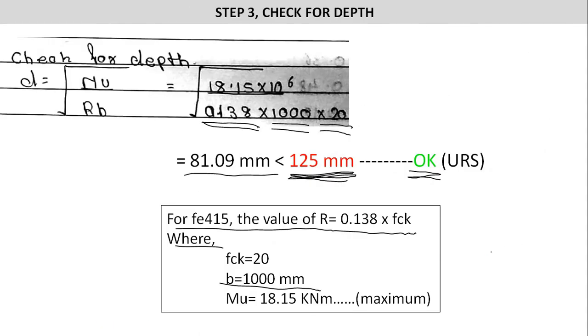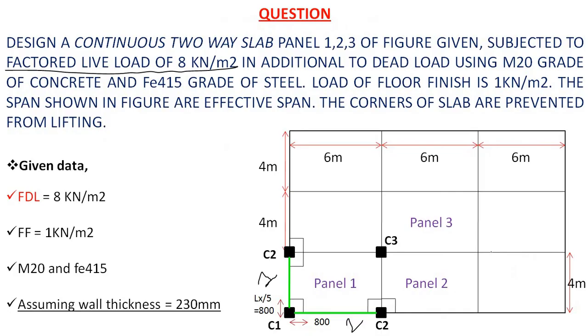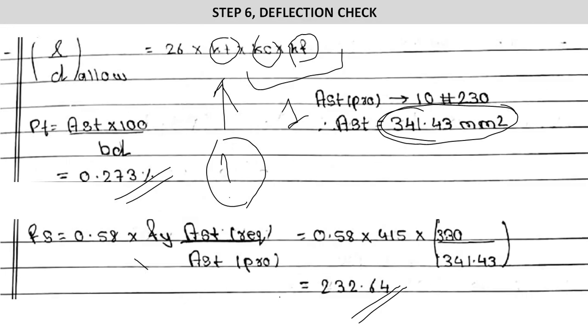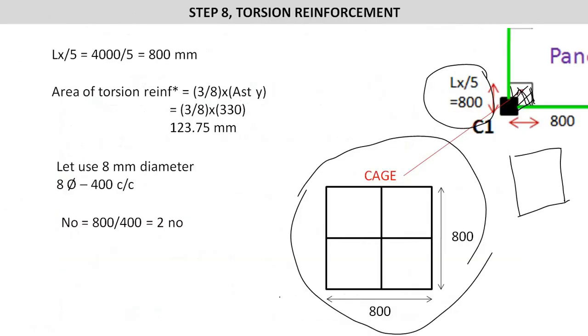For more clarity, I will move on to the initial page. Here you can see this is the cage. This is the cage which has been placed at the corners. Now we will move on to that cage for reinforcement detailing. So here you can see Lx by 5 as the size of the cage, 800 cross 800. So here we have found the size of the cage as Lx by 5, so 4000 divided by 5, which means 800 mm. So the cage will be placed at all four corners to prevent the lifting of the reinforcement.